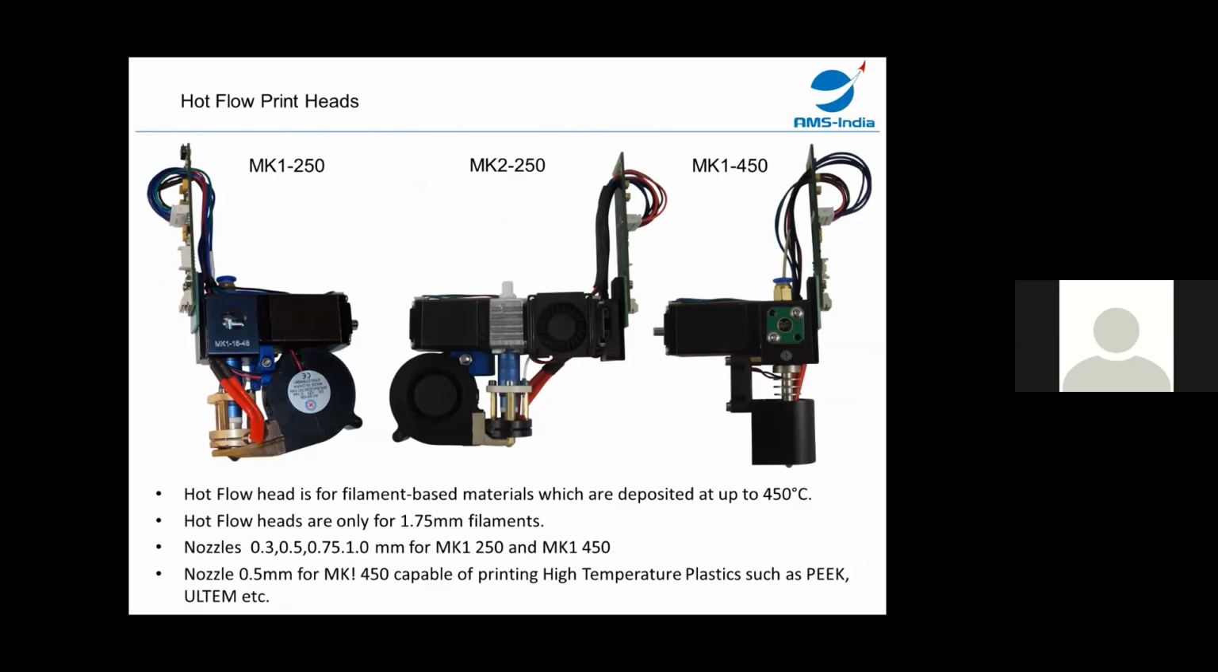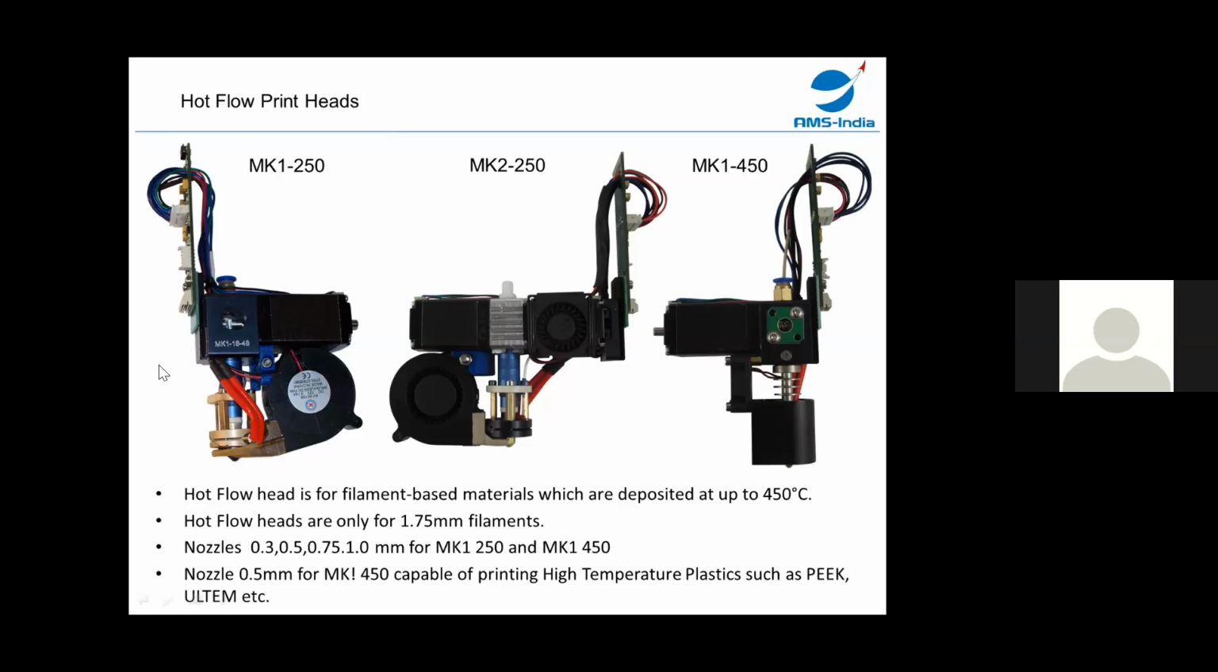MK2 is two motors and 250. MK1 is one motor and 450 degrees centigrade. That's why, as I mentioned, high temperature plastics like PEEK and Ultem, which melt at 400, 420 degrees centigrade, can be extruded using the MK1 type 450 head.